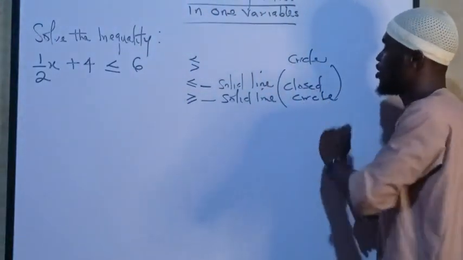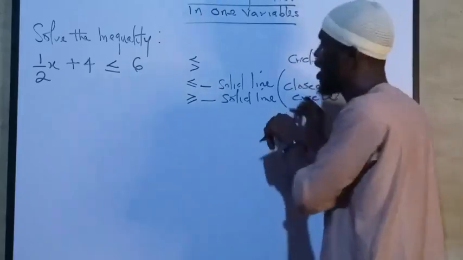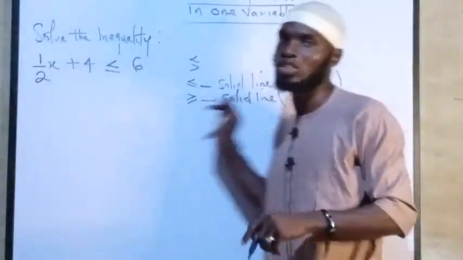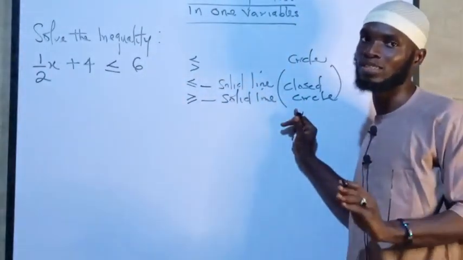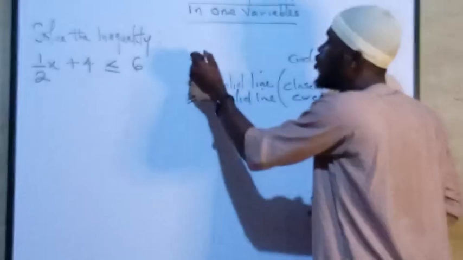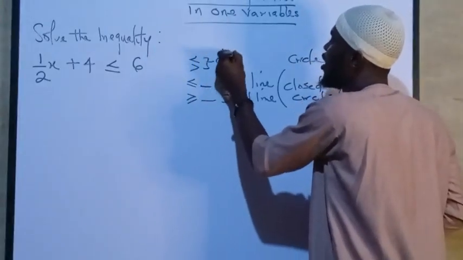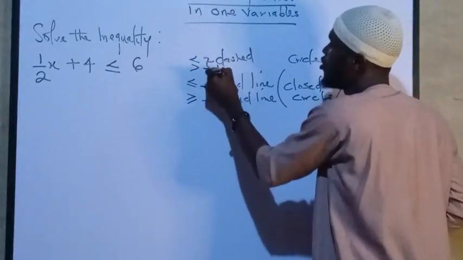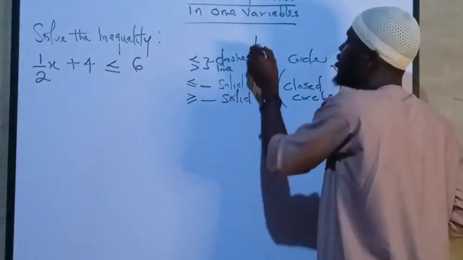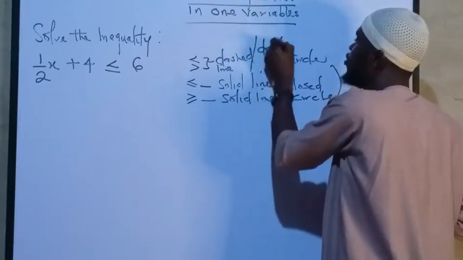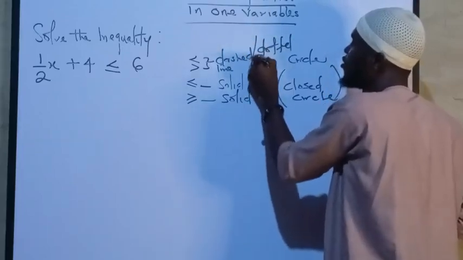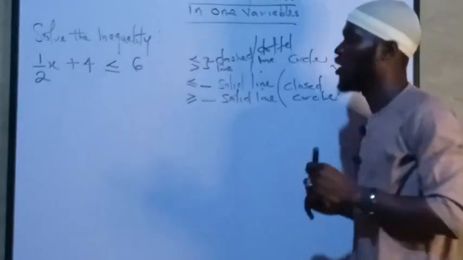Now this is a closed circle. So that means what we get as the end point is included. It is part of the answer. That is it in summary. Now this one, we make use of what type of line? We make use of dashed line. In some texts, they call it dotted line.